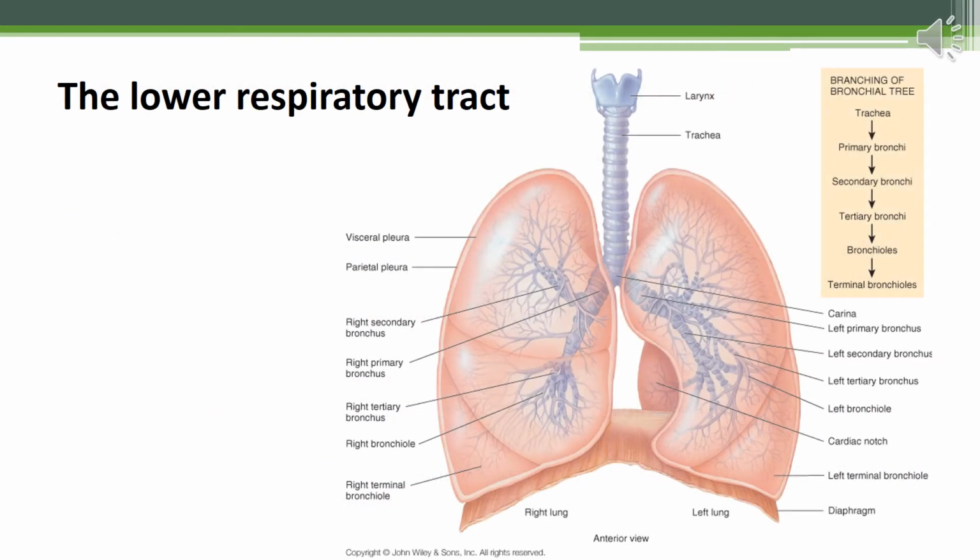So here's a diagram of the lower respiratory tract, and you can kind of see why it's referred to as a bronchial tree, because it looks like an upside down tree. But anyway, the larynx serves as the divider between the upper and lower respiratory system, and the trachea here is the first tube which leads to the lungs, and this branches off into two primary bronchi which go into the right and left lungs.